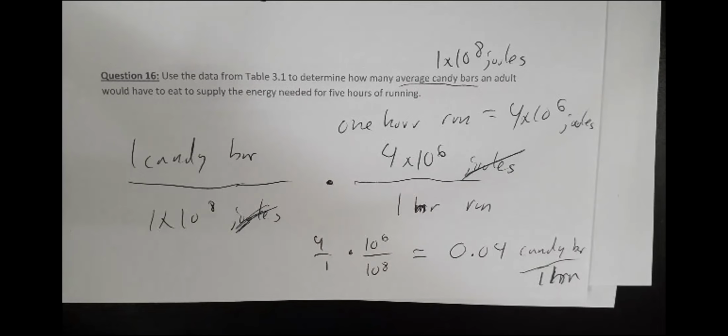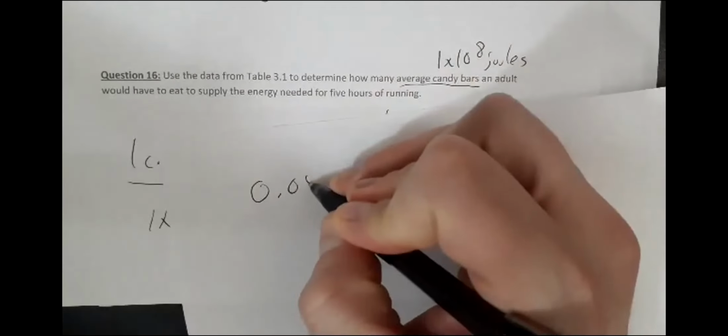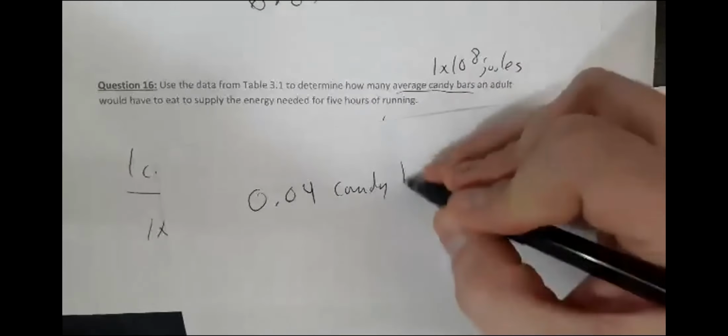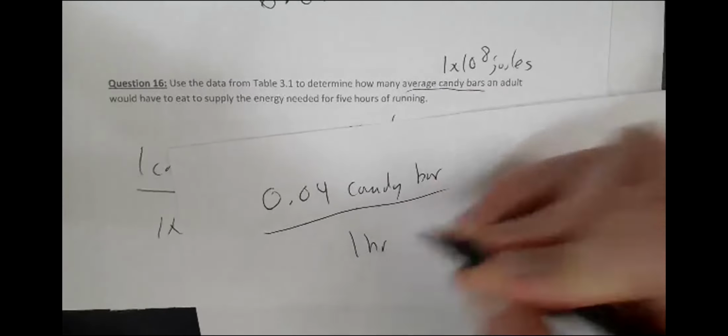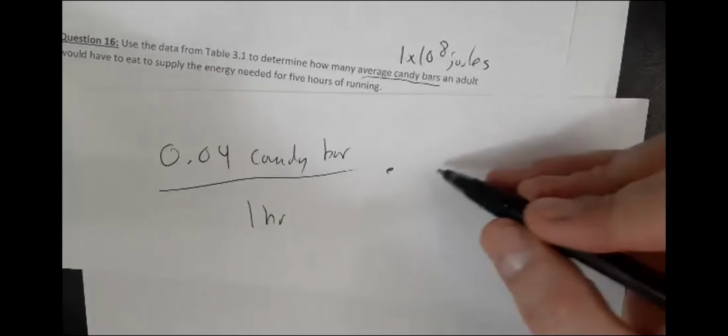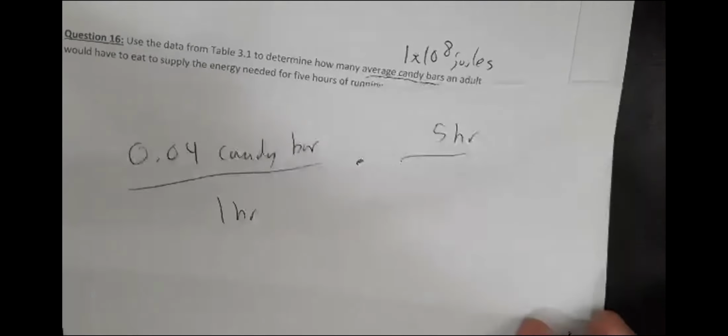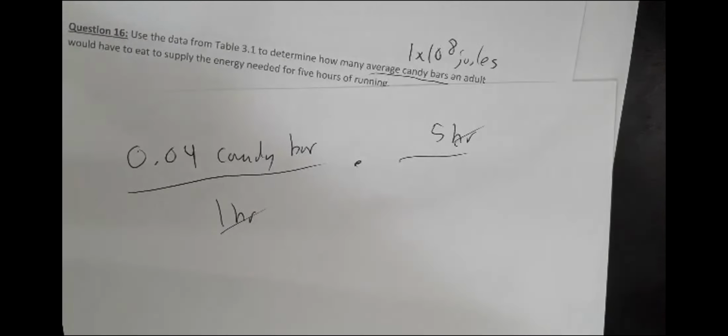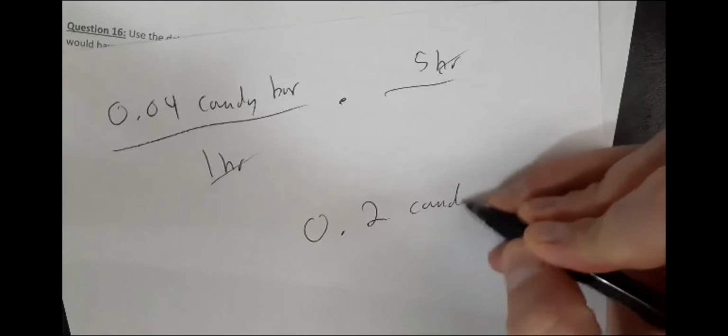And if we want 5 hours, it's going to be what? If we want to do 5 hours, over here on the bottom, we can run for 5 hours. This should be giving us the total candy bars for 5 hours. So we'd have to multiply the 0.04 by 5. And so it looks like we're going to have to eat 0.02 candy bars.